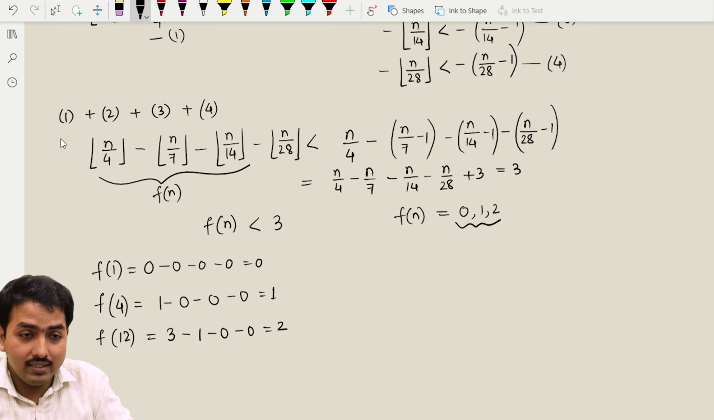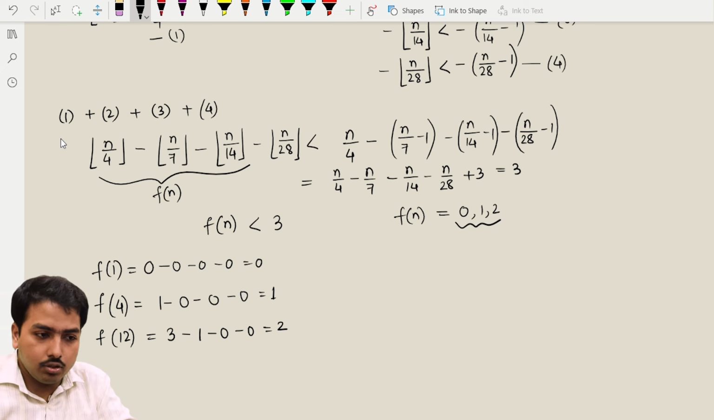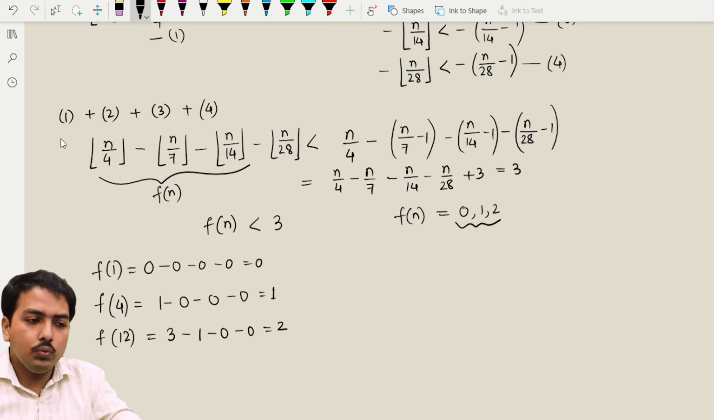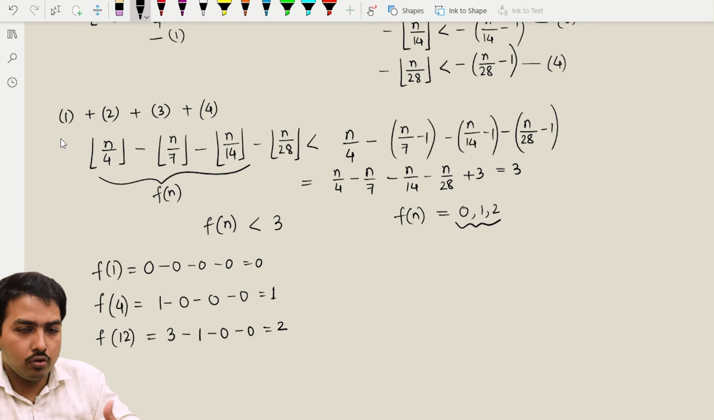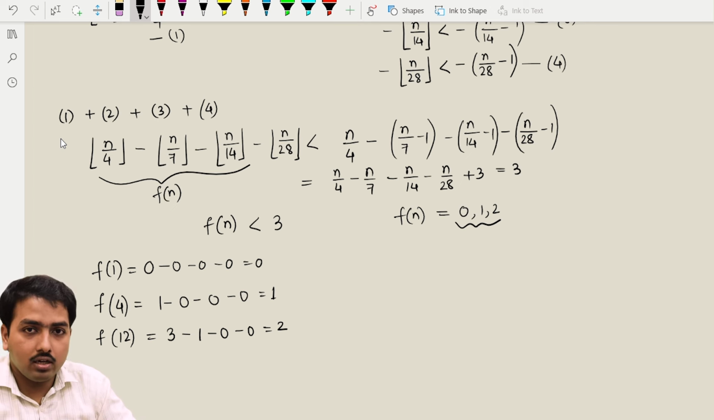Here is a challenge question for you. Will we get a repetition of a pattern, like after some particular value of n, will we get a repeated pattern? Think about it and let me know in the comment section.